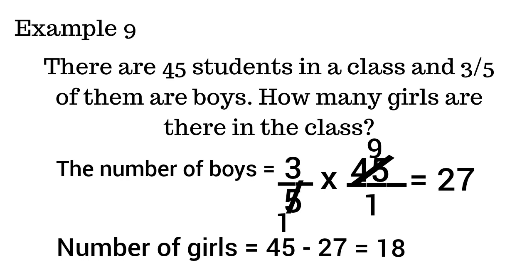So anytime you're given a fraction of a particular number, of means times, you can solve and then get the answer. Please always pay attention to the question that is asked. If you were asked how many boys are there in the class, the answer would be 27. But because we are asked how many girls, we will first of all calculate the number of boys and subtract that from 45 to get the number of girls.